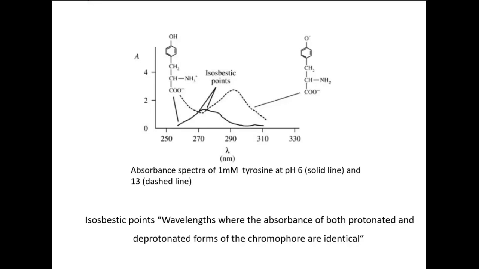So removal of even one proton from the tyrosine molecule results in a different absorption pattern, or absorption spectrum, of the tyrosine. During this process, there is a concept called isosbestic point. The literal definition of this isosbestic point is the wavelength where the absorption of both protonated and deprotonated forms of the chromophore are identical.